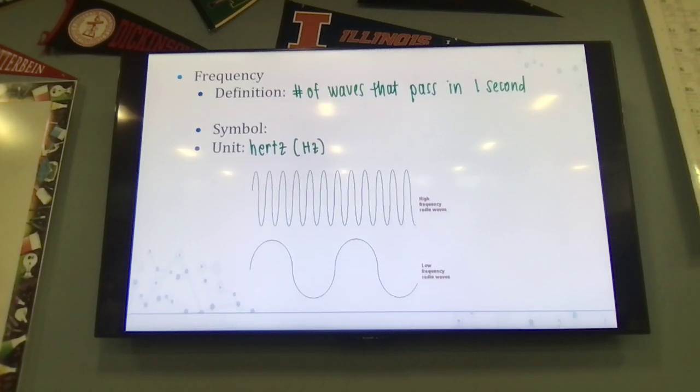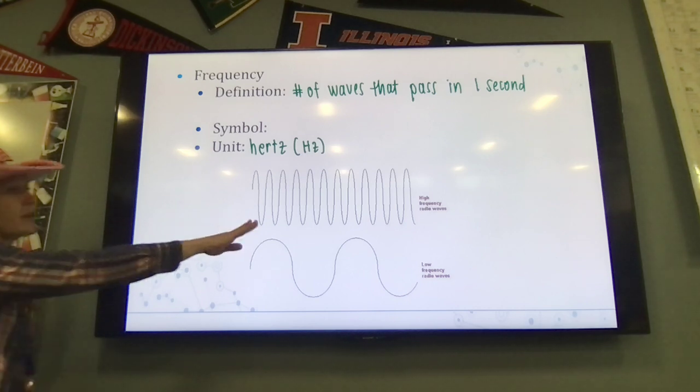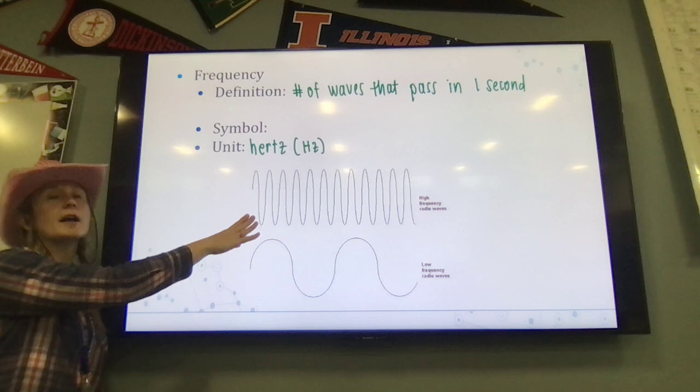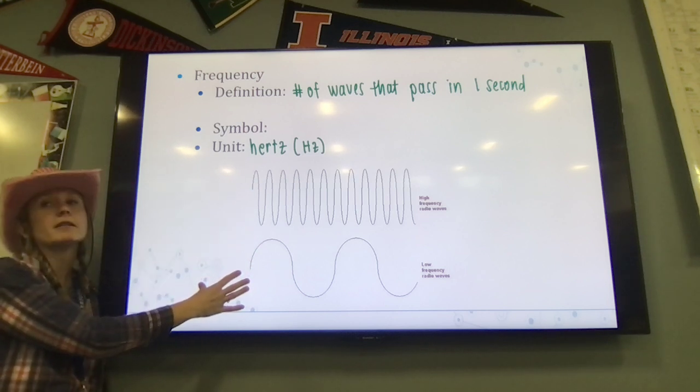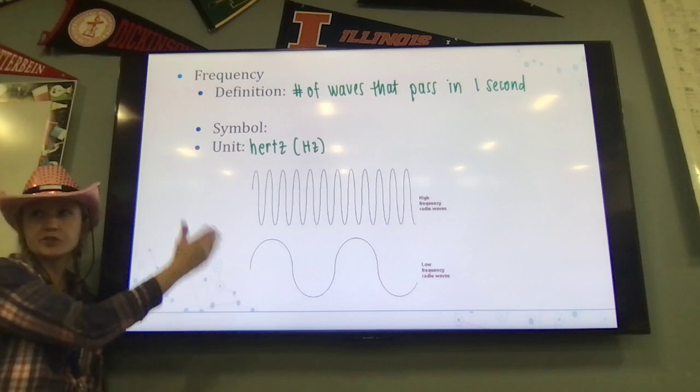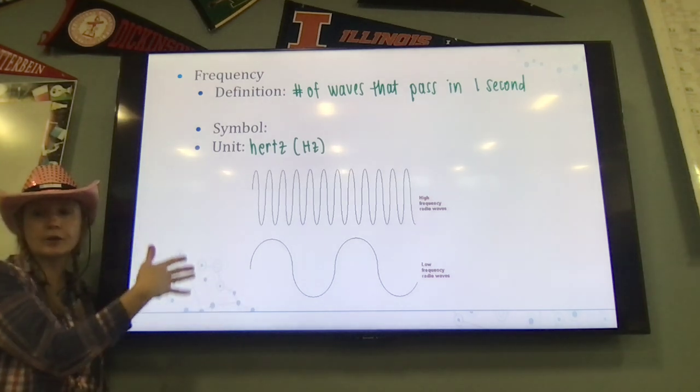And again, the little picture is there for you to visualize. This top wave is high frequency. There's lots of waves coming. The bottom one is low frequency. Less waves are coming. So you're just literally counting how many waves are coming.